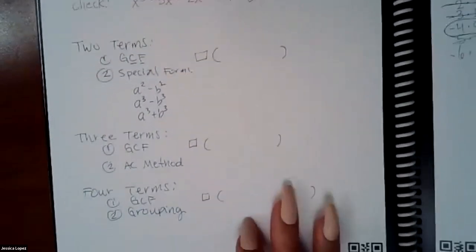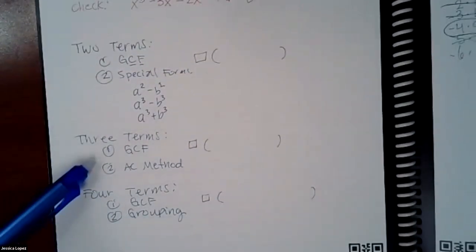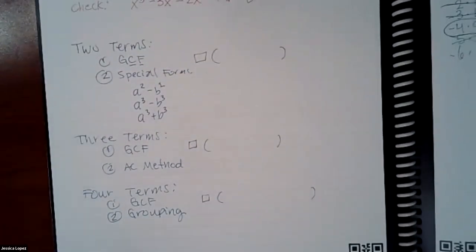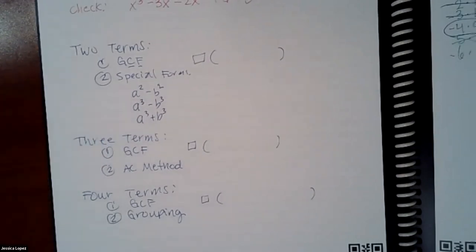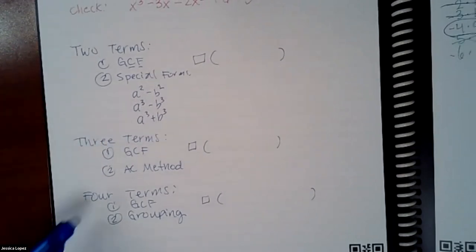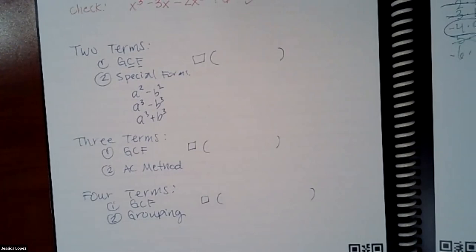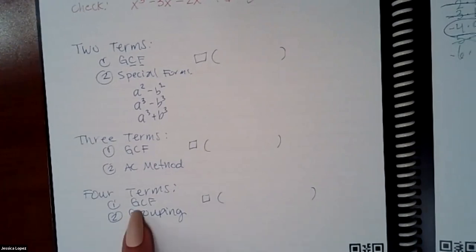AC method will not be used in all 10 problems. AC method is only used for trinomials. Okay, remember that little chart that we had over here? AC method is only there when there are three terms. If it's two terms, we're supposed to be using one of those special formulas. And if it's four terms, we're supposed to be grouping right off the bat. Of course, after you try to take a GCF.